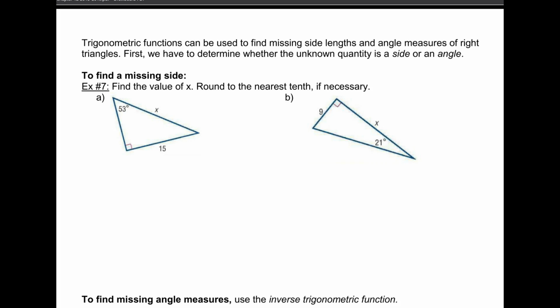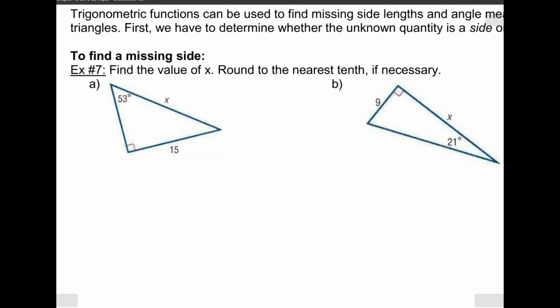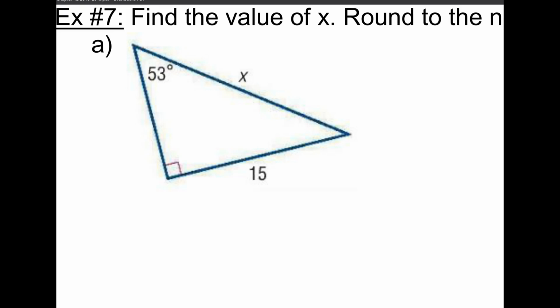Example 7 is to find a missing side. Find the missing value of x. Round to the nearest tenth if necessary. I have this angle, 53 degrees. I'm probably going to use SOHCAHTOA, but I need to label which side is my adjacent, which is my hypotenuse, and which is my opposite.